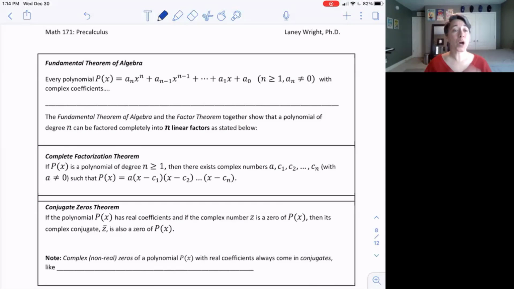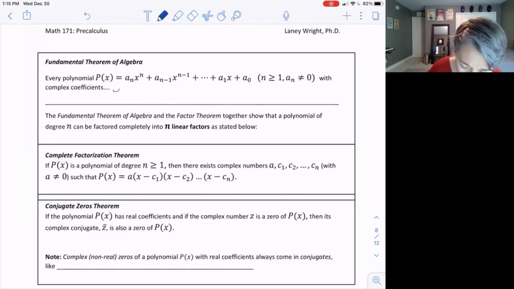All right, so now for part 2 of section 3.6, where we're looking at zeros of polynomials. Where are we? What are we doing? So now here's another theorem called the fundamental theorem of algebra. And it states every polynomial p of x, where n is greater than 1, so we're dealing with a quadratic or higher, and it has complex coefficients. So remember, that means not just real coefficients, but it could have imaginary coefficients as well.